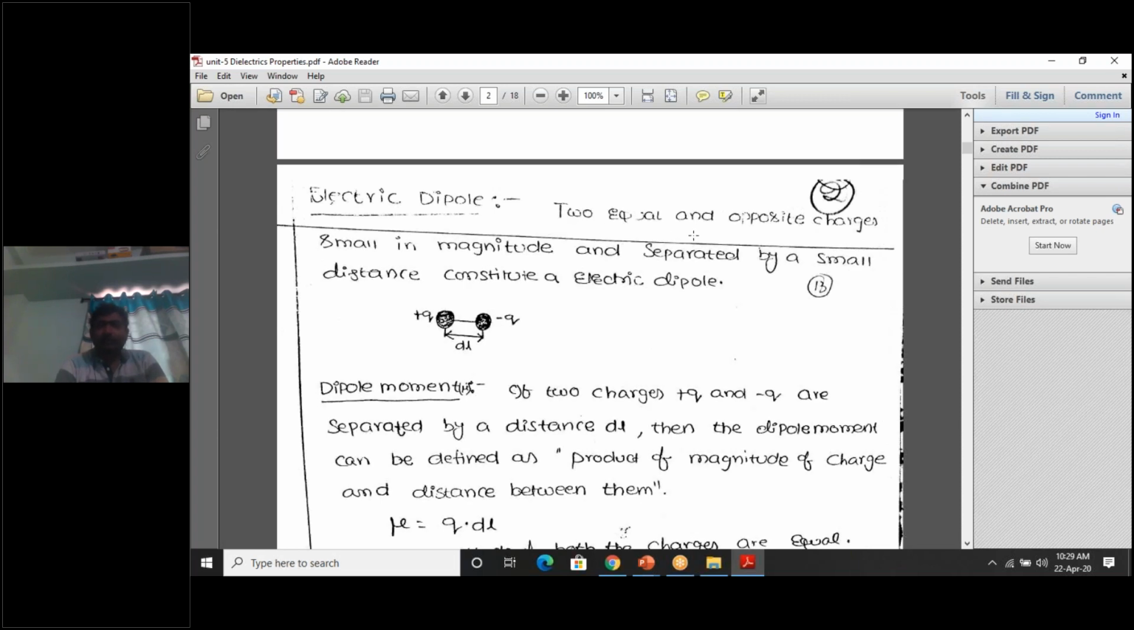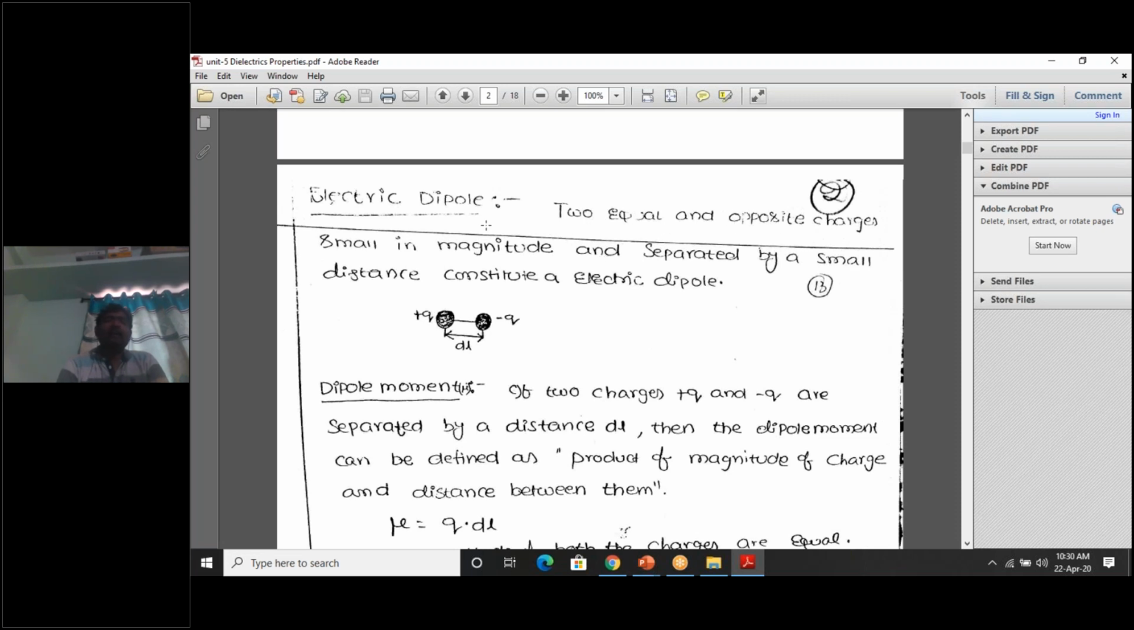So electric dipole: two equal and opposite charges. For example, here you take a plus q, here you take a minus q. So here plus q, minus q, negative charges. That means the sign is different. So here it is a plus q charge, here it is a minus q charge. The magnitude is the same. The magnitude of the charge is the same, that is q. So the magnitudes of the charges are the same, but one is a positive charge, another one is a negative charge, separated by a very small distance dl. Here this charge plus q and this charge minus q are separated by a very small distance dl. This arrangement is called an electric dipole.